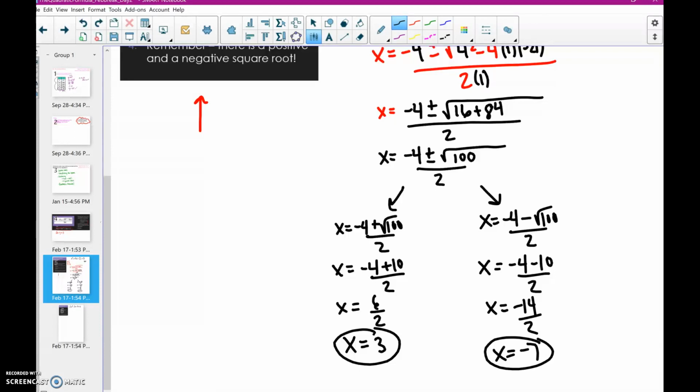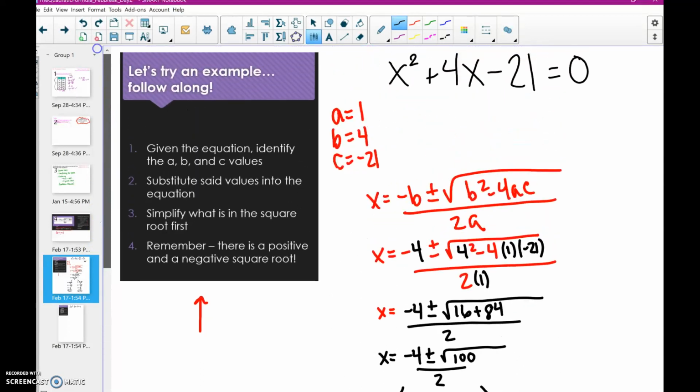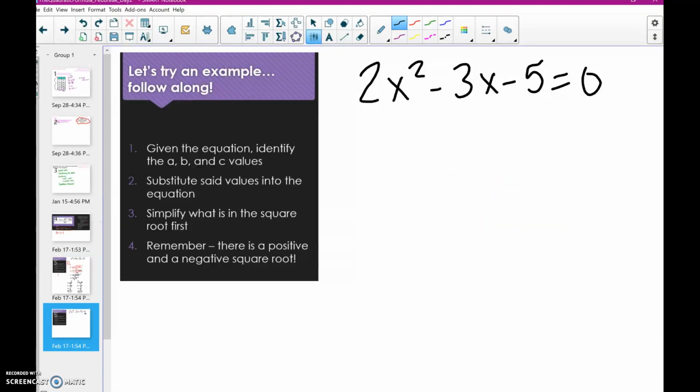Perfect. We know our quadratic will go through the point x is equal to 3, 0, and x is equal to -7, 0. Yay, you just used your first formula, and it looks like a lot of steps, but again, we'll move through them quicker. You can move through them quicker if you can do that simplification process. Let's try one more. We've got 4 minutes. All right, let's do it.